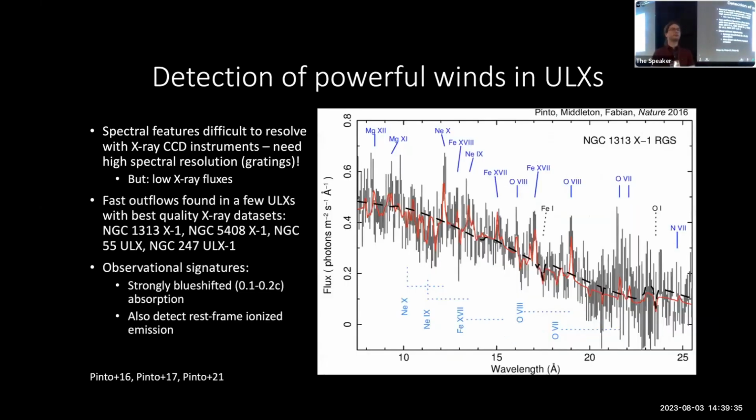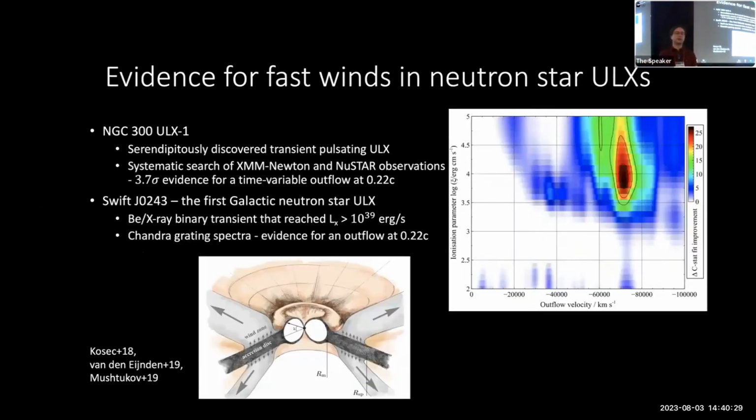But nevertheless, in a few cherry-picked ULXs with the highest quality data sets that have hundreds of kiloseconds of exposure, it was possible to resolve these spectra into individual lines. And Pinto et al. in a paper from 2016 actually identified some of these lines and specifically noticed these highly blue shifted absorption lines from neon, iron, and oxygen, which correspond to outflows with velocities of about 0.2 speed of light, and therefore indicate the presence of a very powerful wind in these sources, as expected for super Eddington accretors. They also detected these emission lines from the same elements, which appear to be rest frame or low velocity gas.